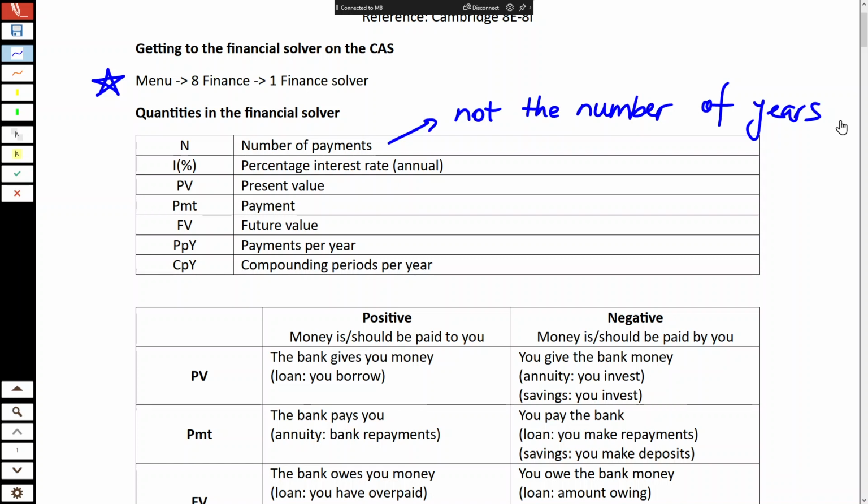So we're going to do a few examples of this very, very soon. It's the number of payments, not the number of years. All right, next one, I. This is the interest rate, but it's the annual interest rate, the yearly interest rate.